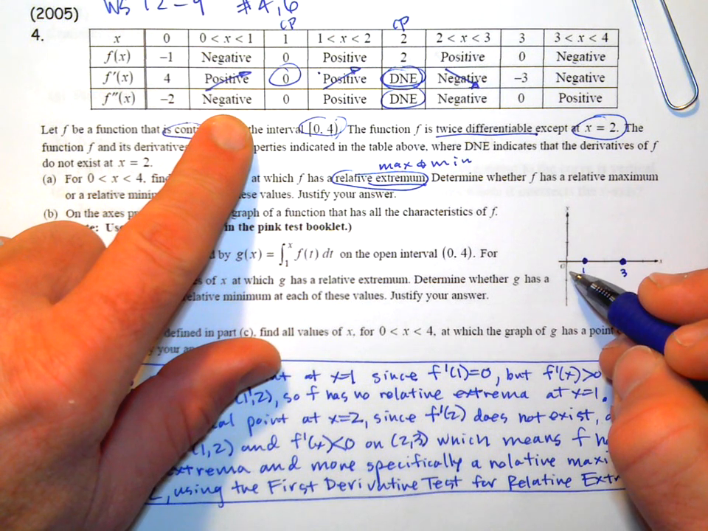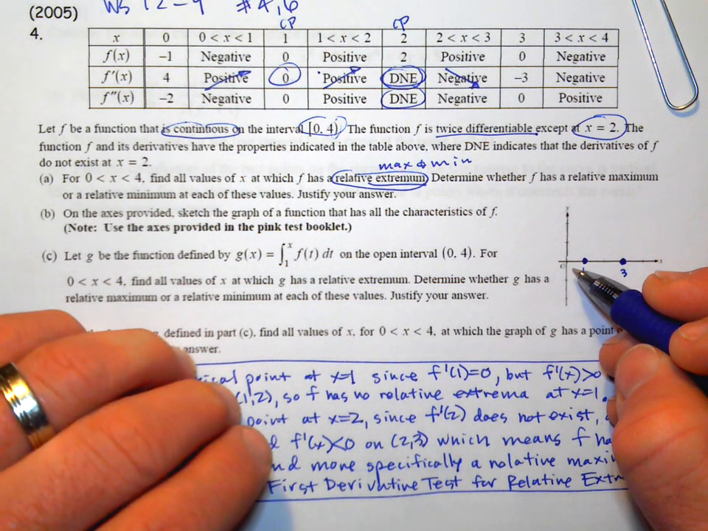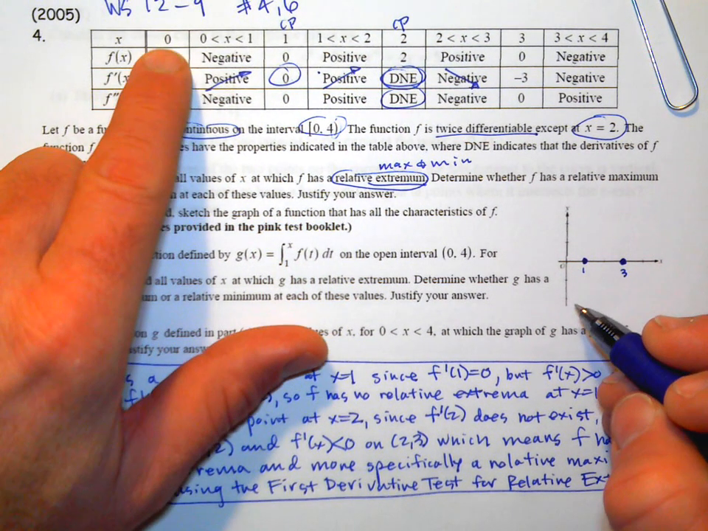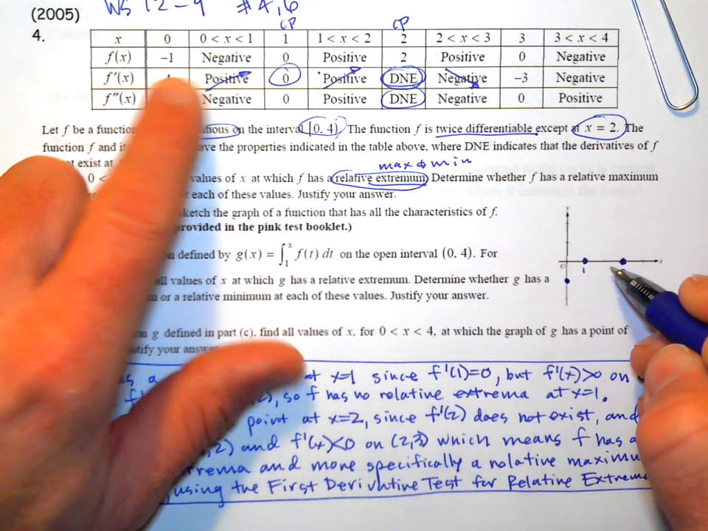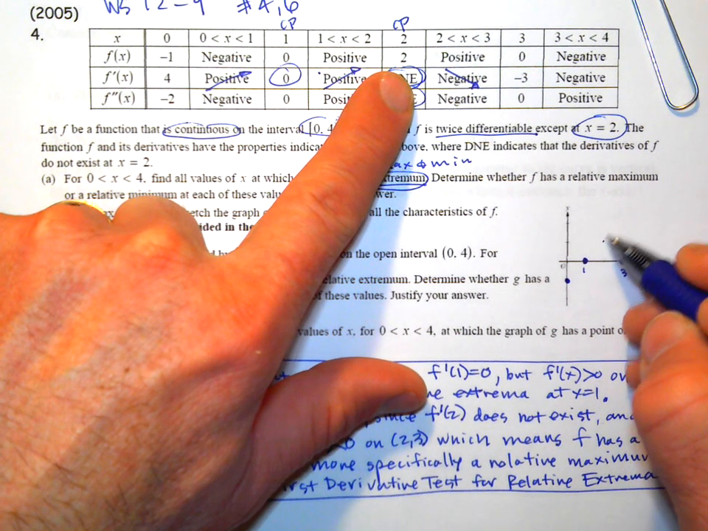Do they give us an initial condition or anything? Well, yeah, at x equals 0, this is negative 1. So we could put all these points on here. At x equals 2, the function is at 2.